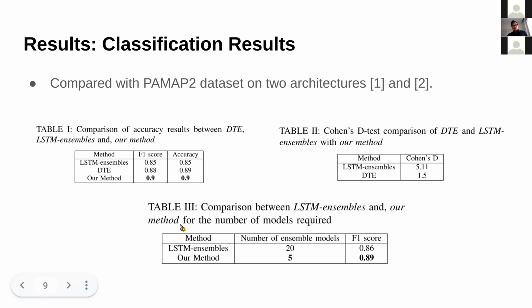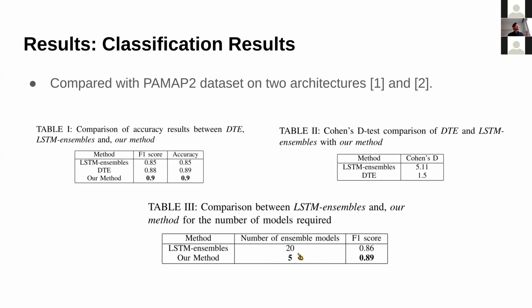And finally, another interesting observation that we saw is for one of the state-of-the-art methods, which is called LSTM ensembles. They use 20 ensemble models to achieve an F1 score of 0.86 on the dataset without using the mixture of experts framework. However, if we use the mixture of experts framework, we can achieve an even better result with just 5 models, because it helps us prune the number of models from 20 to 5.